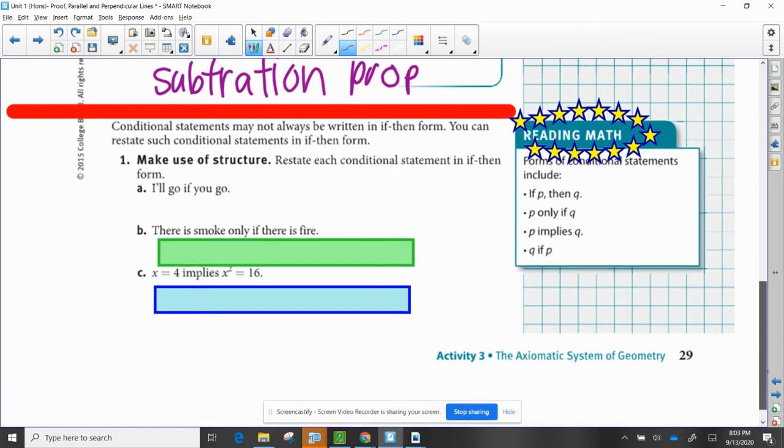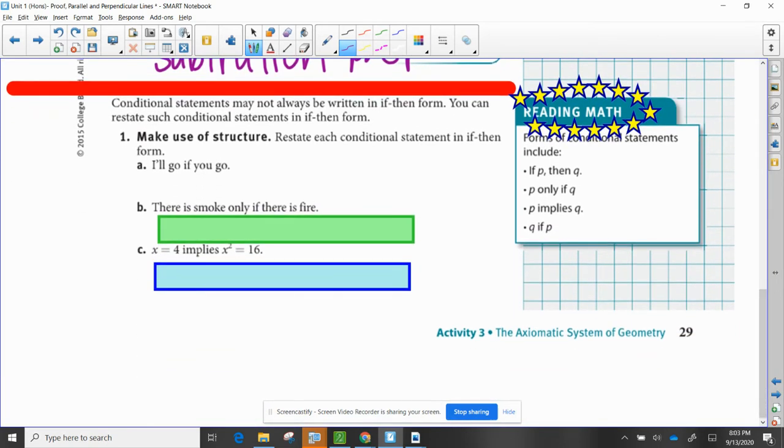Okay, so let's move on here. So conditional statements may not always be written in the if-then form. Okay, sometimes they're a little out of order. So we have on the side here a couple of different options that these conditional statements can be written as. Okay, so if P then Q, that's the normal statement. That's how we like to see it. But it also could be written as P only if Q, P implies Q, and Q if P. So remember, P standing for your hypothesis, Q is always the conclusion.